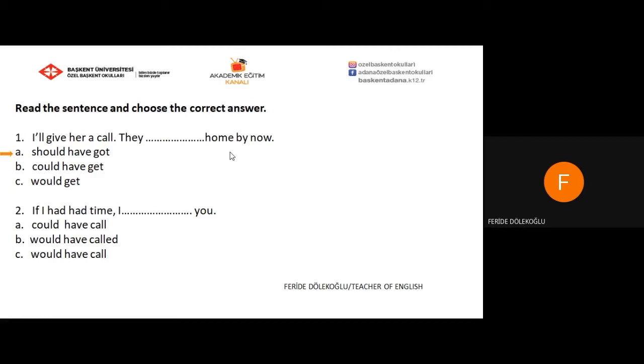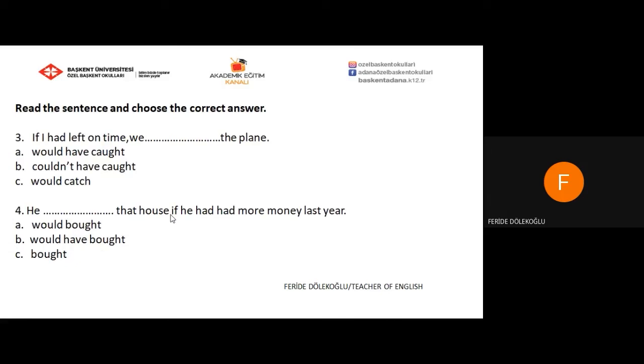Now you see if clause type 3 here. If I had had time, I would have called you. Past perfect and would have plus verb 3. Third conditional. Number 3. If I had left on time, we would have caught the plane. Number 4. He would have bought that house if he had had more money last year, but he didn't have more money, so he didn't buy that house.